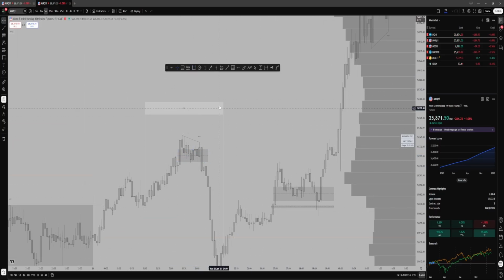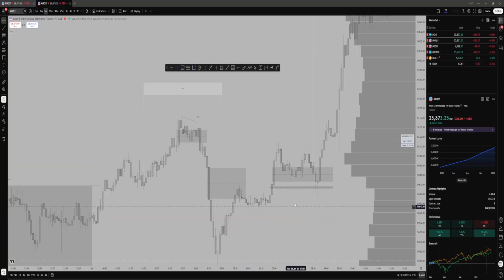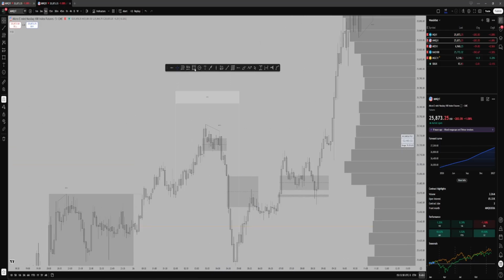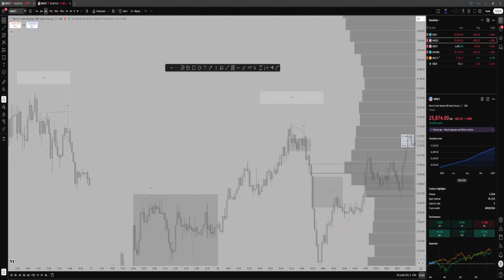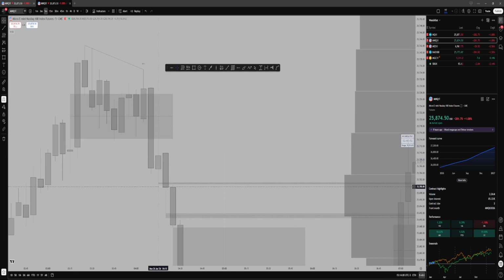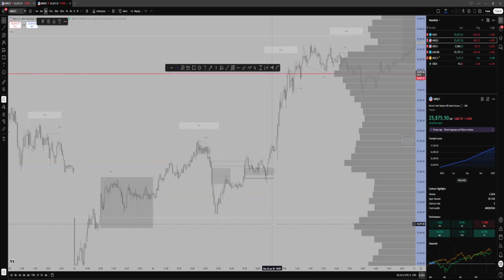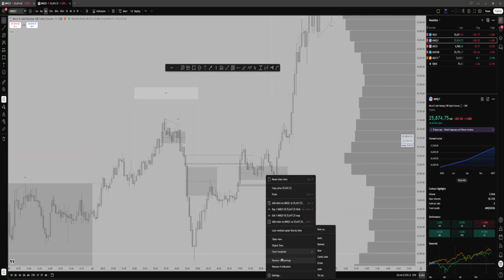Fair value gap here. Bearish fair value gap right here, right? Respects it, comes down, ends up not respecting it, but fair value gap here. And yes, this is technically still a fair value gap because there is still a gap in between these candles, right? Okay.